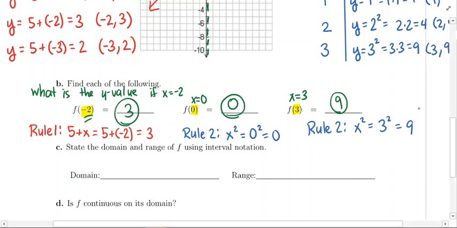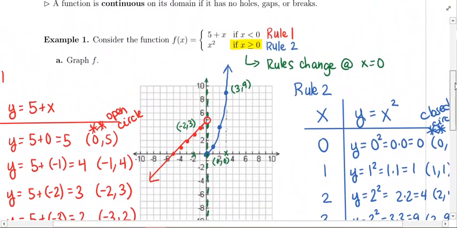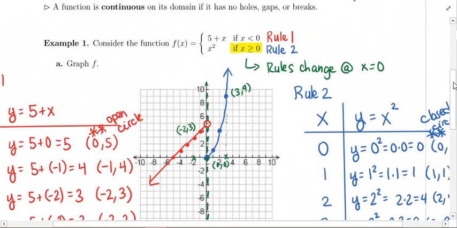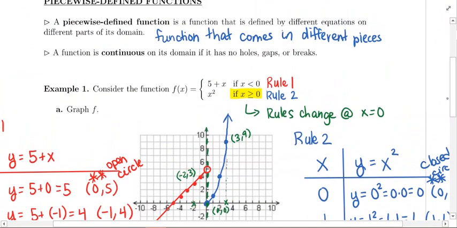All right, domain and range. This can get tricky because your graph is in pieces. Let's start with domain. Basically, I'll show you two different ways to do this. The easiest way to do this is actually from the formula.